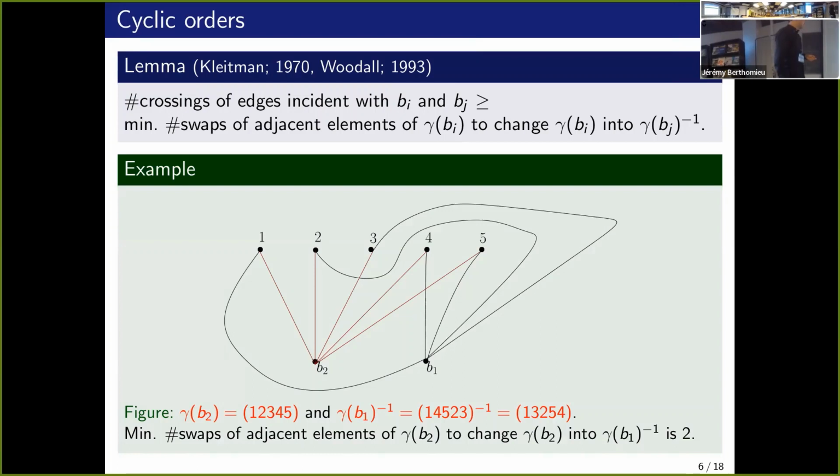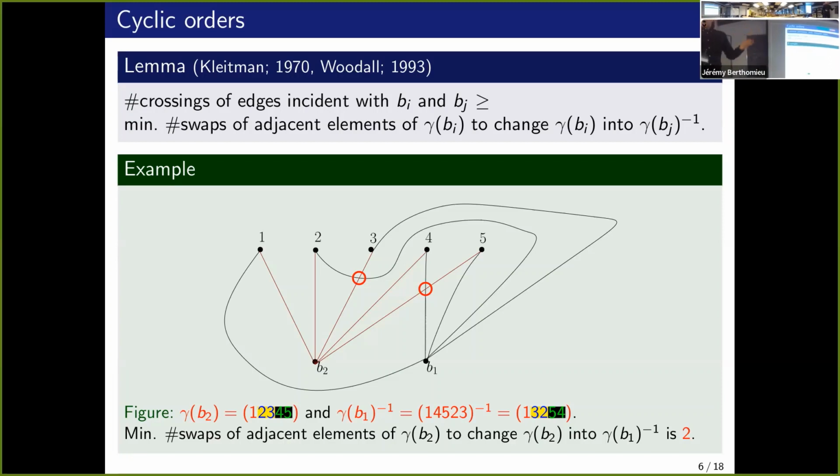Maybe it's good to see an example. Here we have again the vertex B1 from the last slide. It has order 1, 4, 5, 2, 3. And now I also drew a vertex B2, which has order 1, 2, 3, 4, 5. So gamma B2 is 1, 2, 3, 4, 5. Gamma B1 inverse is the inverse of 1, 4, 5, 2, 3, and this is 1, 3, 2, 5, 4. Now we need to compute the minimum number of swaps of adjacent elements to change gamma B2 into the inverse of gamma B1. And this is 2, because if you swap 2, 3, then you get 3, 2, and if you swap 4, 5, you get 5, 4. Maybe better to see it like this. According to the lemma, there are at least 2 crossings inside this picture. And you see them here.